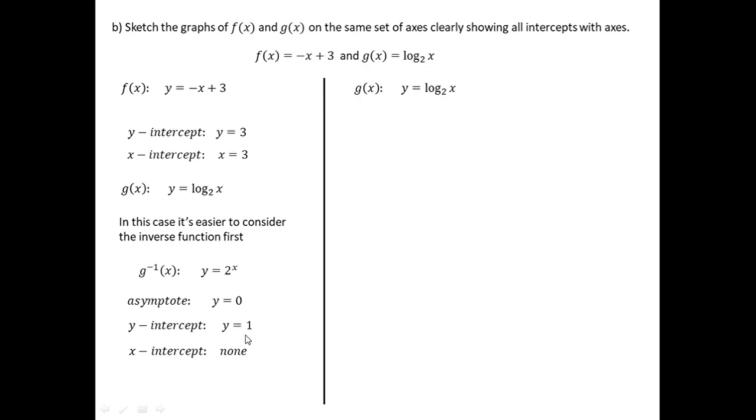Now, when it comes to plotting this graph, because this is the inverse of that graph, we have to do some swapping of x's and y's around. So the asymptote for this function was y equals 0. The asymptote for the inverse is going to be x equals 0. Likewise, here we had a y-intercept but no x-intercept. For the inverse, we're going to swap that around. We will have no y-intercept, but we will have an x-intercept. And if the y-intercept for this function was 1, the x-intercept for this function will be 1. So we're basically swapping the intercepts around. Now we can get on to plotting it.